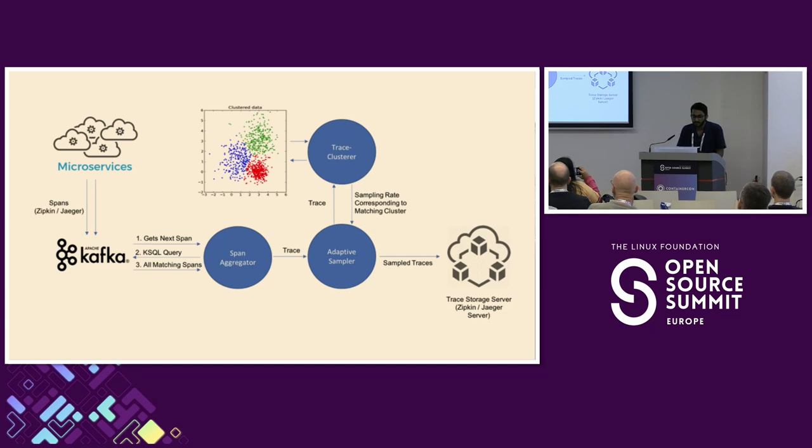So this is what the whole architecture looks like in a bird's eye view. For example, your microservice is there. It emits multiple traces and spans. They go into a Kafka system, where it essentially holds all the traces together and stitches them to form the next span.